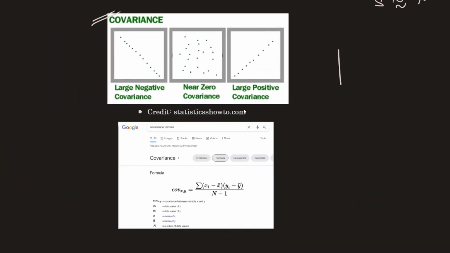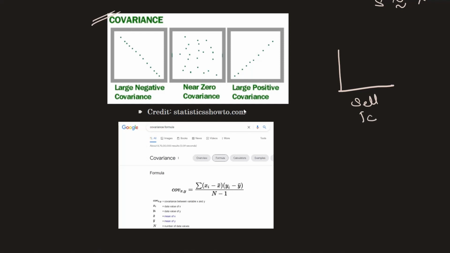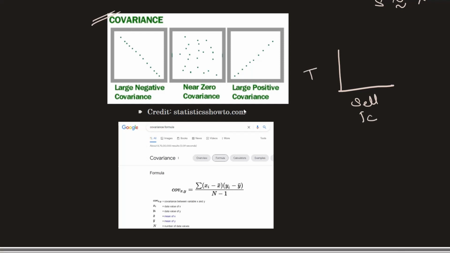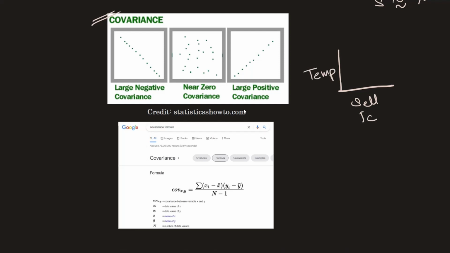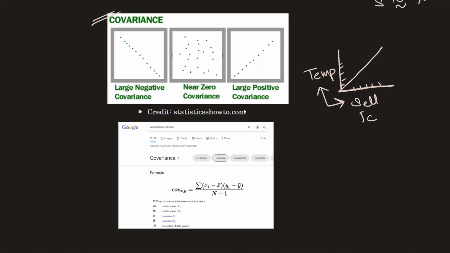So let's consider this example over here, where on the x-axis we have the selling of ice cream, and on the y-axis we have the temperature of the weather. And as we know, as the temperature increases in the summer, the ice cream selling also increases. So it goes something like this, and this relation between these two variables is called the covariance, and this was an example of a positive covariance.